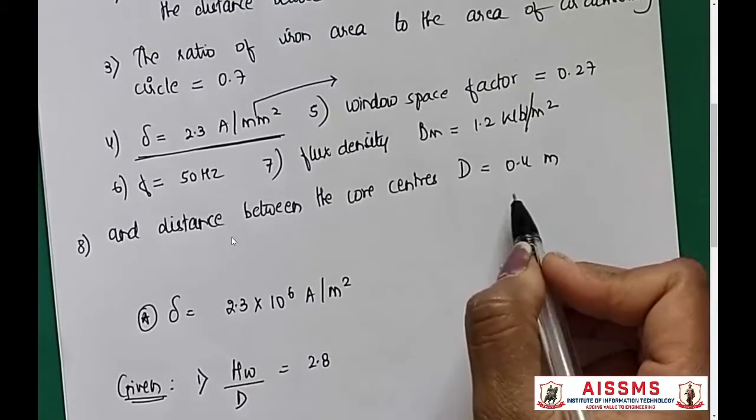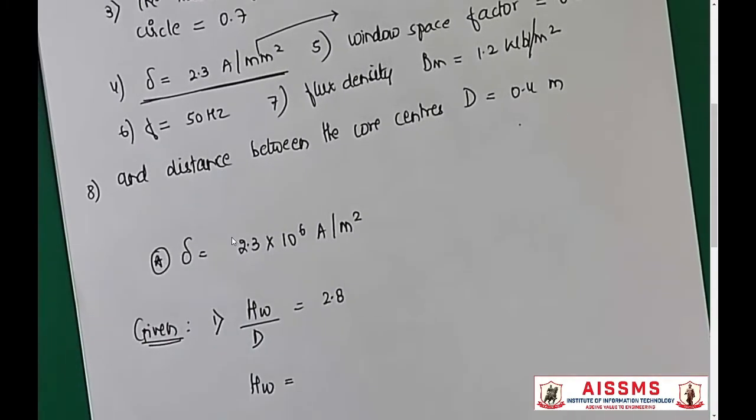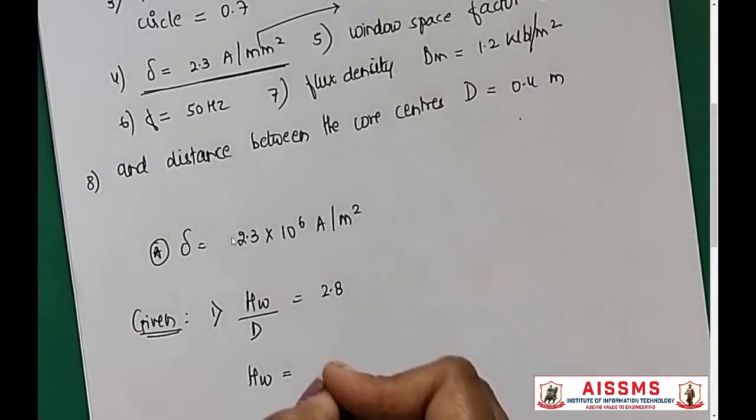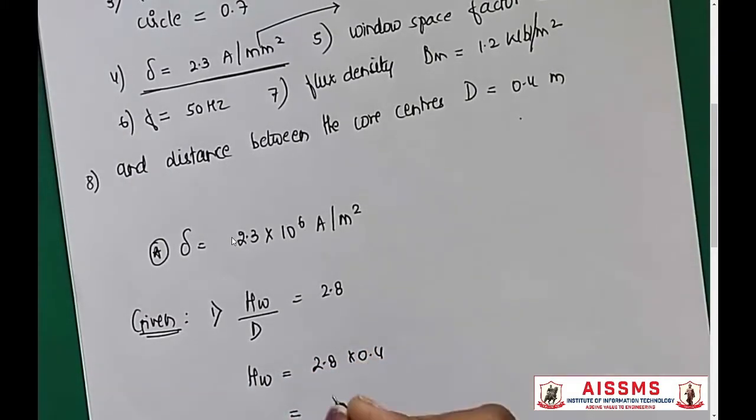Now the value of capital D is known to us, so I can find the height of the window, where HW stands for the height of the window. So it is 2.8 into 0.4. If you calculate this, it comes out to be 1.12 meters.